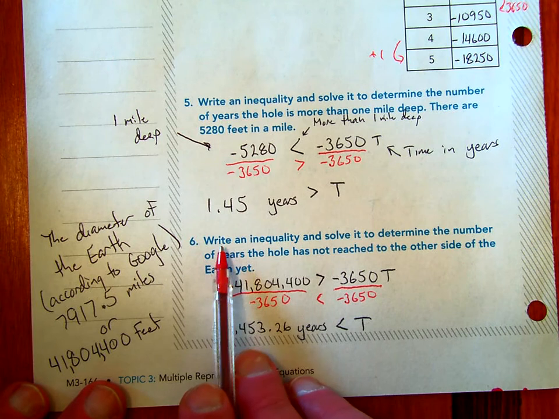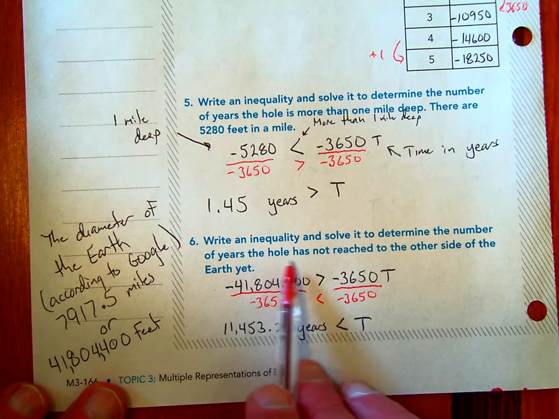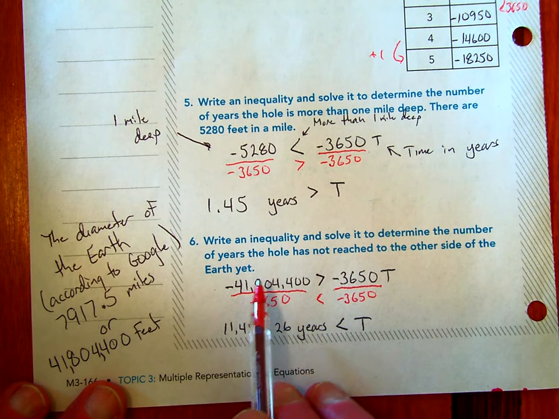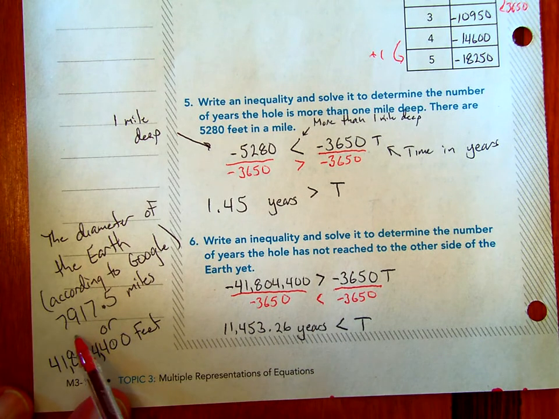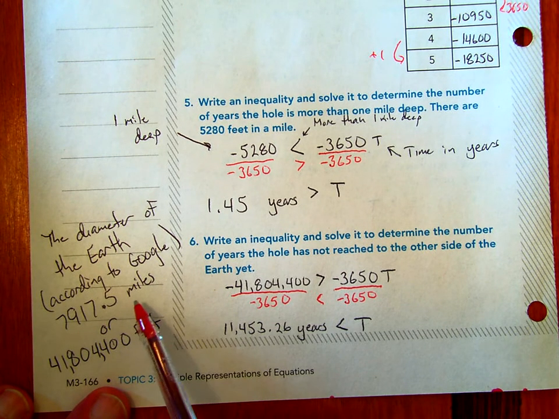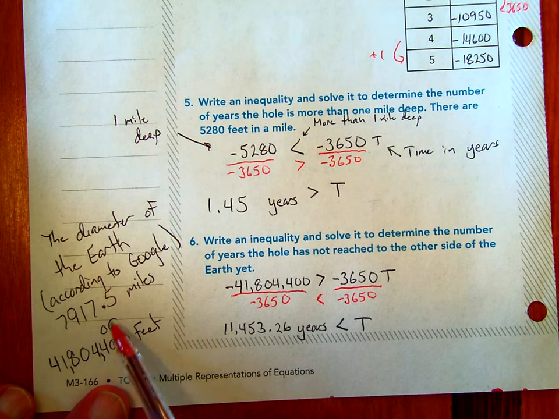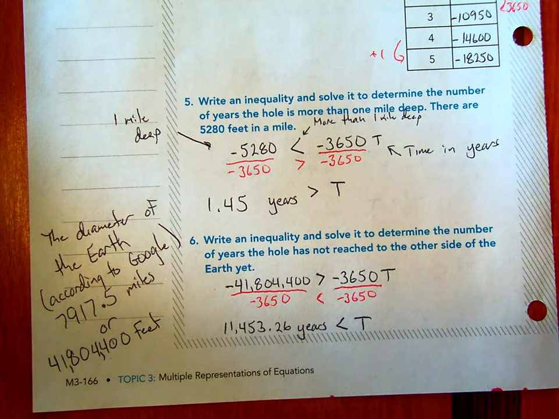Write an inequality and solve it to determine the number of years the hole has not reached the other side of the earth. Well, how many feet is it to the other side of the earth? I did a Google search, and Google told me 7,917.5 miles is the diameter of the earth. And then I took that number and multiplied it by 5,280 to get feet, and it's 41,804,400 feet to the other side of the earth. So I put that many feet into my equation, and now I'm solving for t.